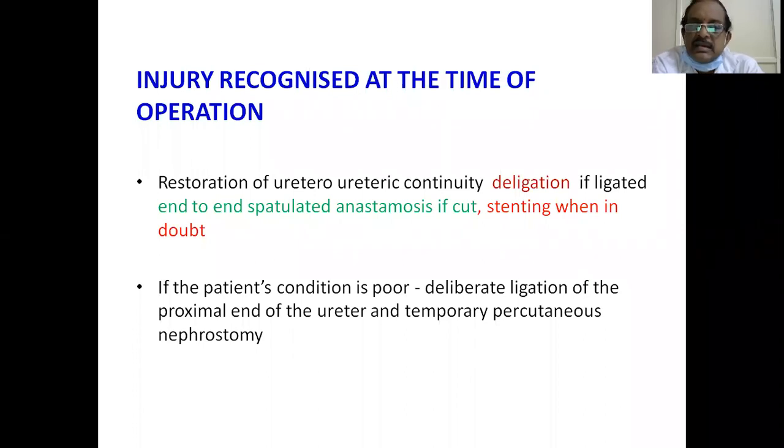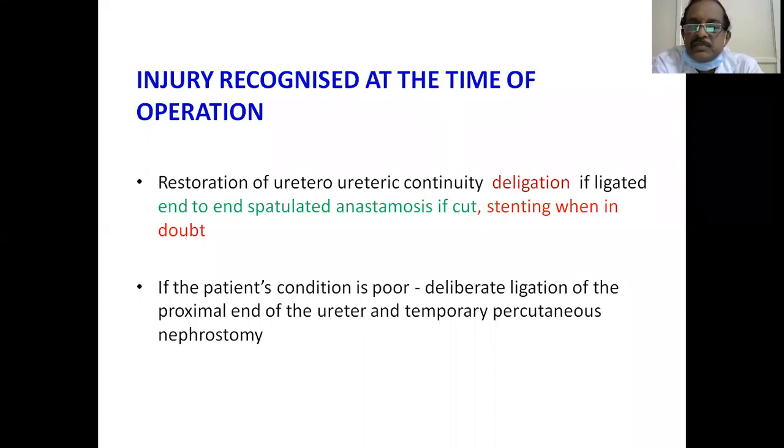Then if it is cut, end-to-end spatulated anastomosis, and stenting when in doubt. When you deligate, or when you are not sure of the vascularity, you stent it. Open stenting or cystoscopic stenting. This one was done previously.